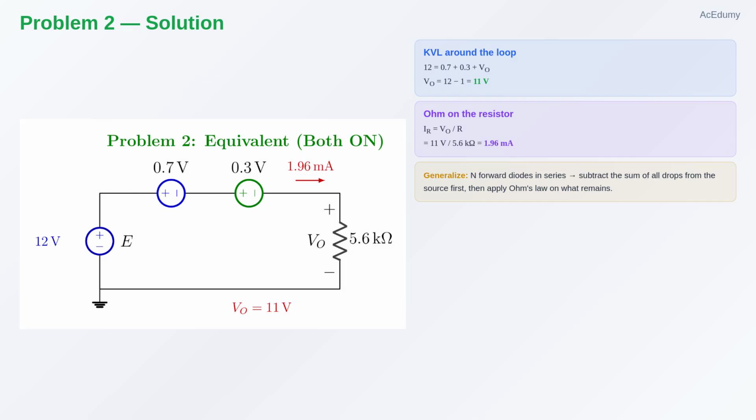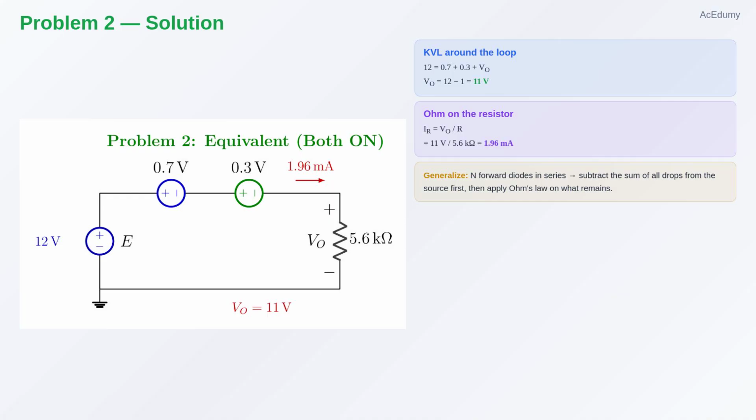Now for the current. Ohm's law on the resistor. IR equals VO divided by R, which is 11 volts over 5.6 kiloohms. That gives us 1.96 milliamps. Notice something elegant here. When you have multiple diodes in series, all forward biased, you just add up their voltage drops and treat the whole stack as a single combined drop.